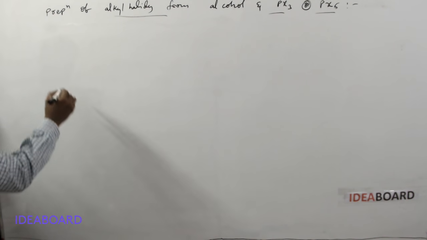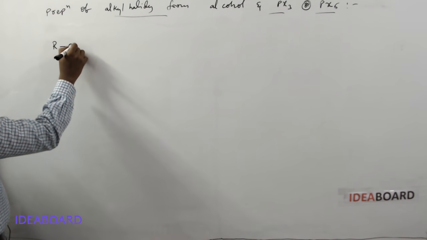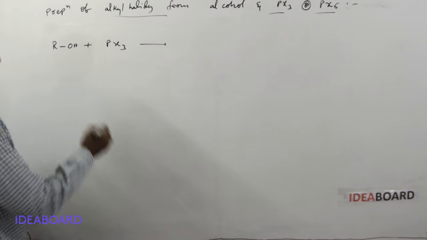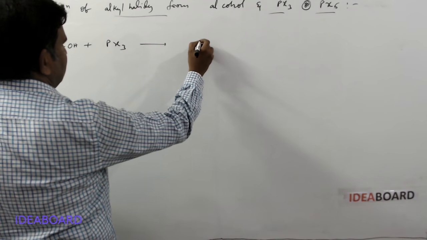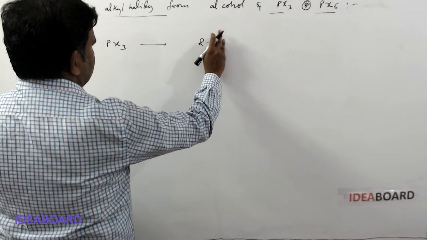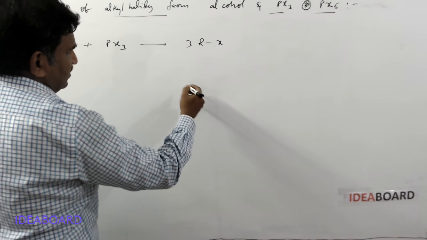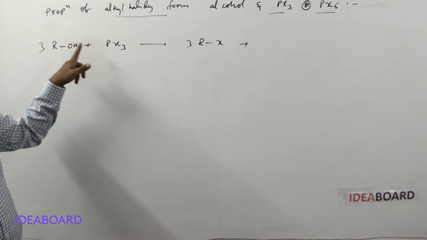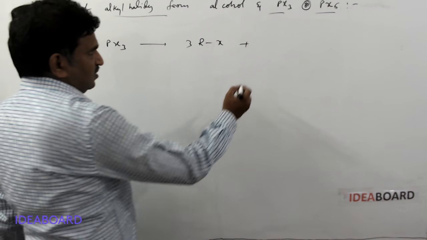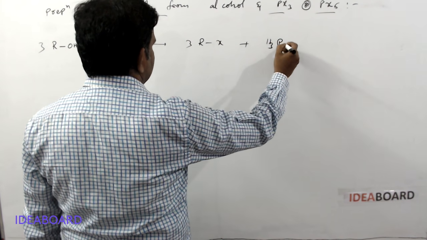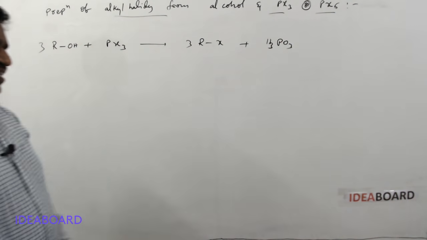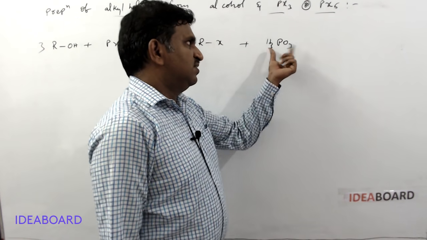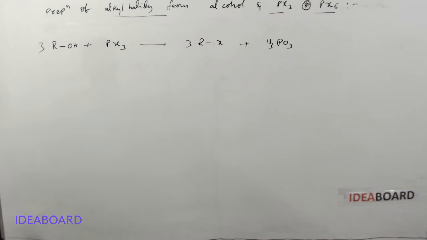Suppose an alcohol, ROH, is taken. It reacts with PX3. We need to take 3 molecules, and then it forms RX plus H3PO3, which has 3 hydrogen atoms, 3 oxygen atoms and 1 phosphorus. H3PO4 is called phosphoric acid or orthophosphoric acid, while H3PO3 is phosphorous acid.